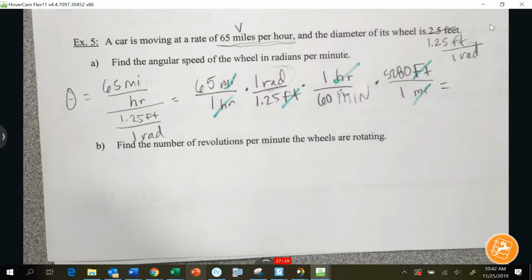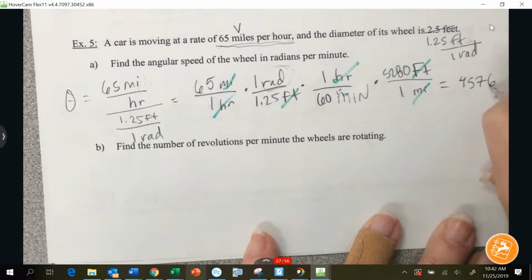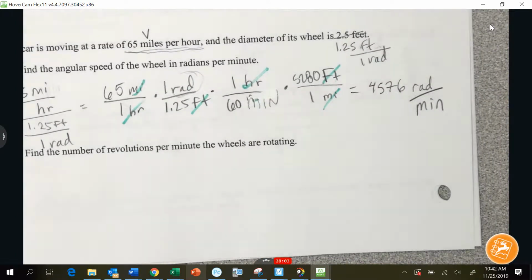We'll go ahead and use our calculator. 65, 280 divided by... So you should get 4576. Who did not get that?